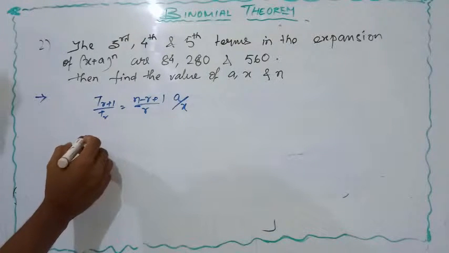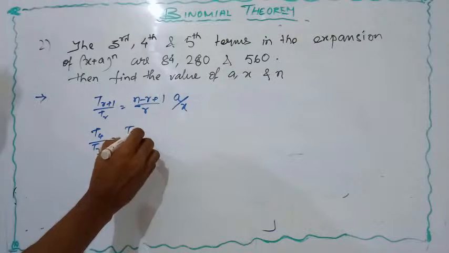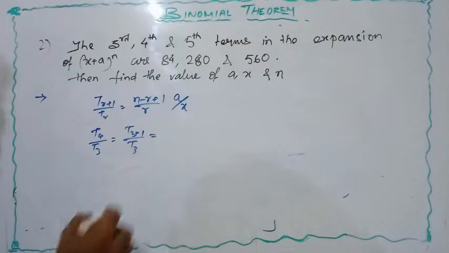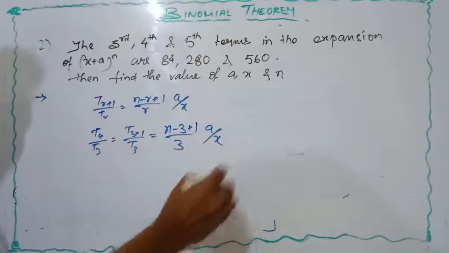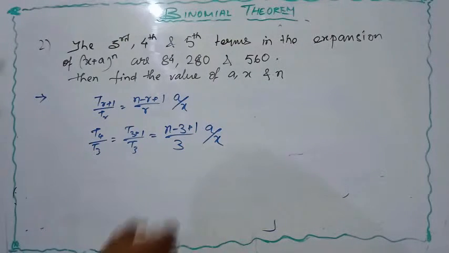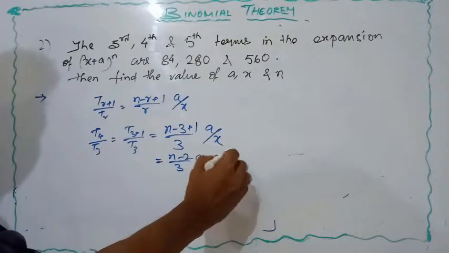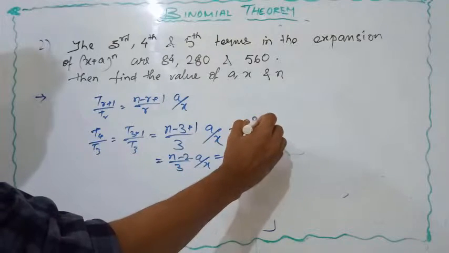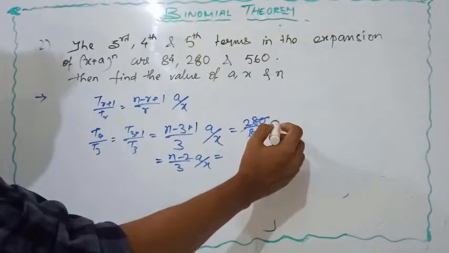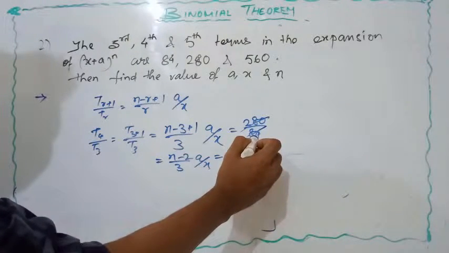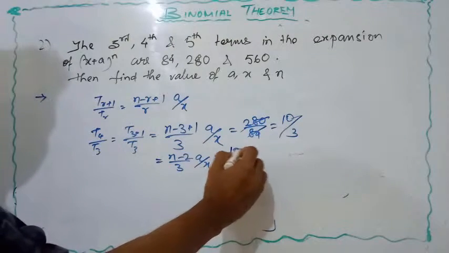So here T4 by T3, or T(3 plus 1) by T3, is equal to (n minus 3 plus 1) by 3 into a by x, right? That is nothing but (n minus 2) by 3 into a by x, that is equal to, as given, 280 by 84. If you simplify, you get 280 by 84, that is 10 by 3.